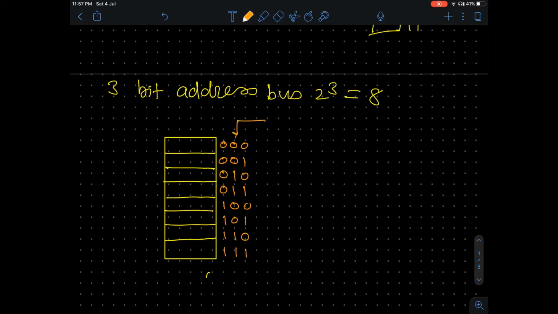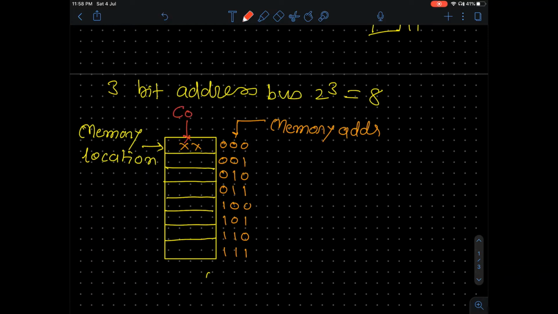Here, this is the memory address, and inside this the data is there. This is the memory location, and this is the content of memory. This is for 3-bit.